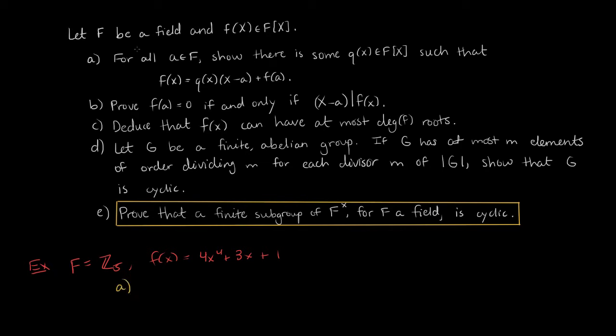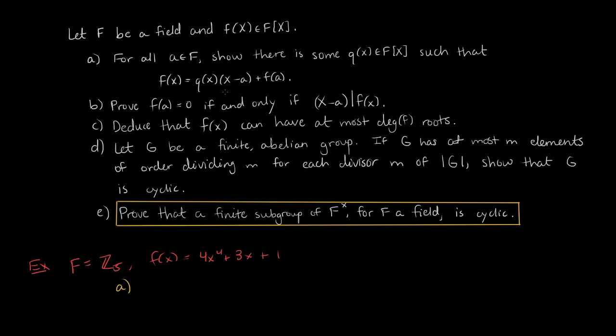So part A says for all a in F, so for any element in our field here, show that there is some other polynomial q(x) such that f(x) equals q(x) times (x minus a) plus f(a). And we should notice 2 things about this. Right off the bat, we have x minus a right here. This should be reminding us of roots, right? Because if a is a root of the polynomial, then x minus a will be evaluating to 0. And indeed, we see root here. So roots are going to be playing an important role in this problem, roots of polynomials.